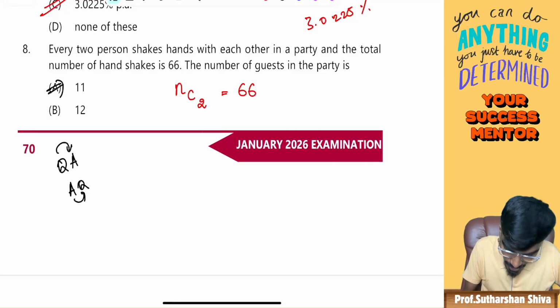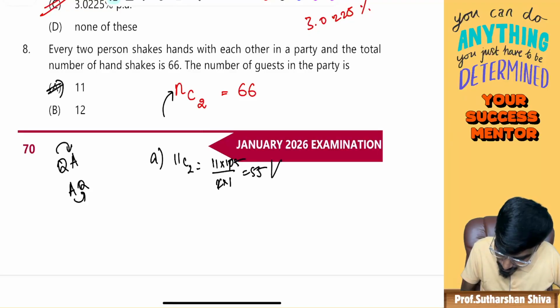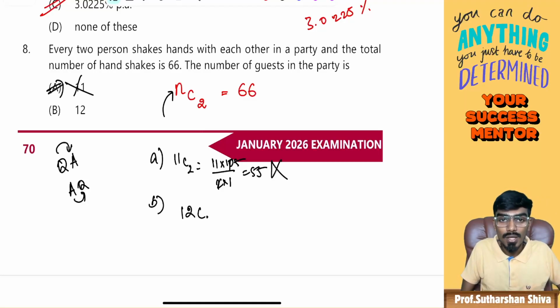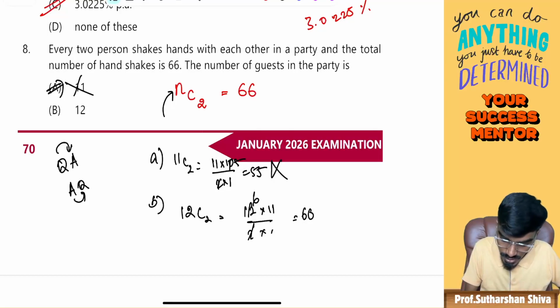We'll take option A and we'll substitute in the nth place 11C2. What is 11C2? It is 11 into 10 divided by 2 into 1, which is equivalent to 55. Definitely not my answer. Now come to option B. What is option B? It is 12C2. What is 12C2? 12 into 11 divided by 2 into 1. If I cancel it out, I will be getting 66. So number of guests in a party is what? 12 guests.